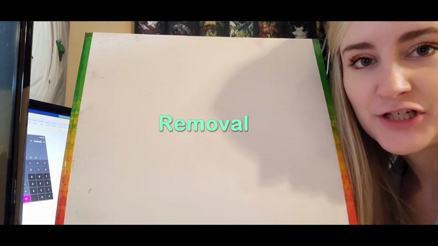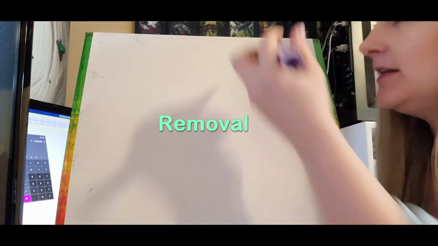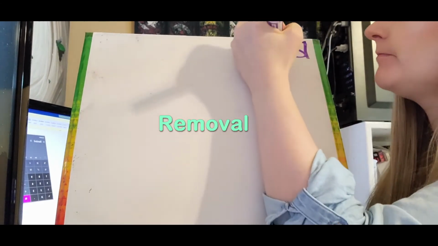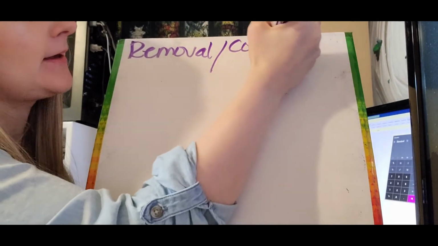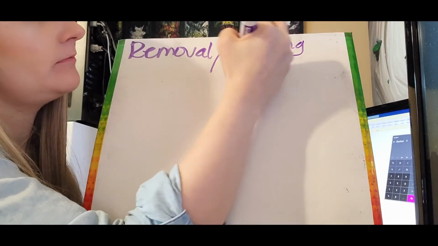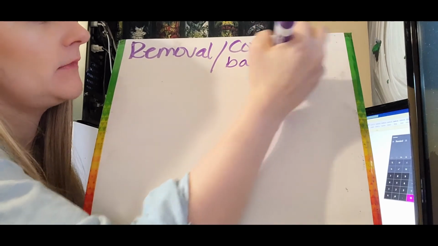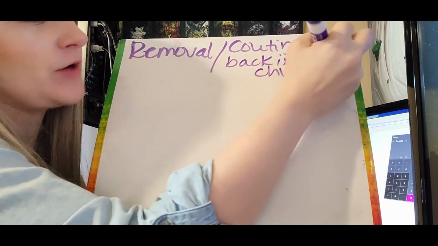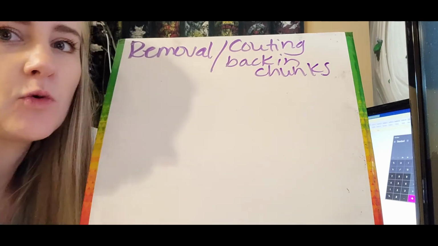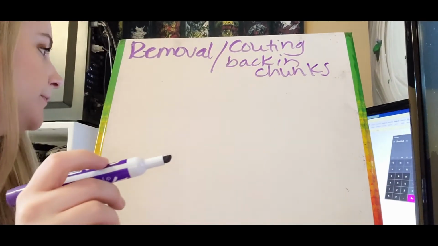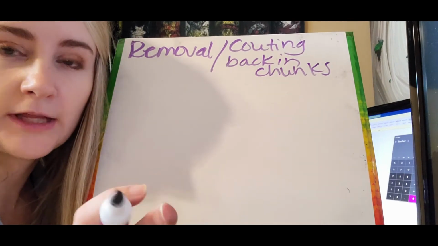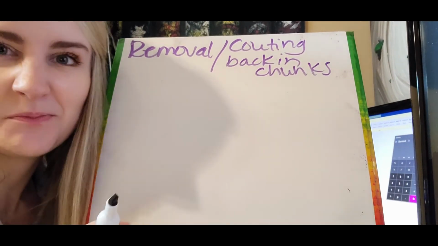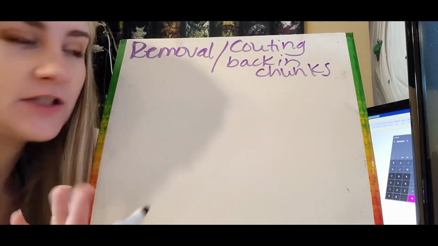The final strategy that I'm going to show you for subtraction is called removal, or counting back in chunks. And I actually like this strategy a lot as well. I'd say the fourth strategy, the place value table, and this one are definitely my favorite ones. I think they're just the most fun to do.